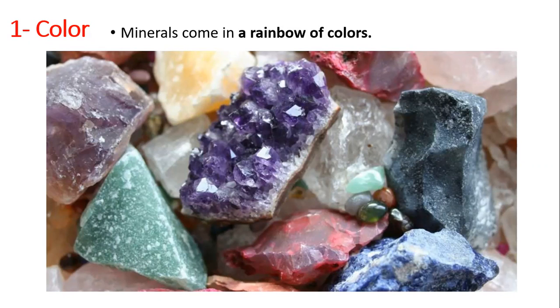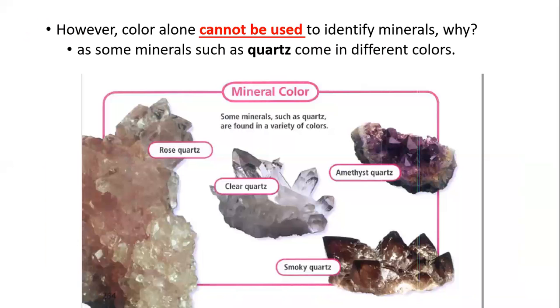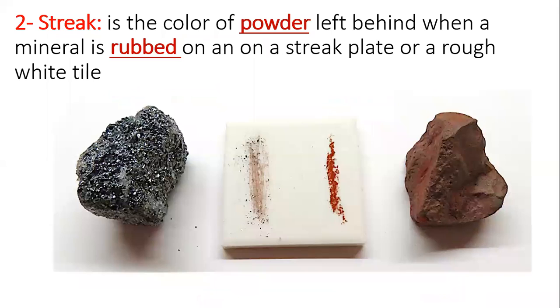So anyway, back to the color. I know it's the first thing we notice, but it's not accurate. We can see in this picture that we have the same mineral. All of those are quartz, but they still look different in color. Can you see? However, color alone cannot be used to identify a mineral. Why is that? Because, for example, quartz comes in many different colors. That's why color isn't an accurate thing to use. Yes, we cannot use color alone.